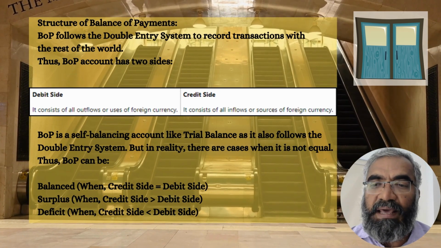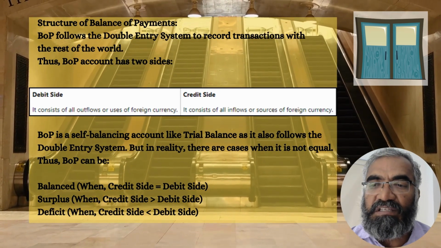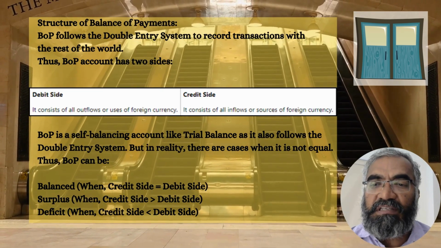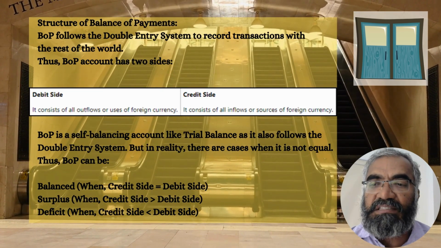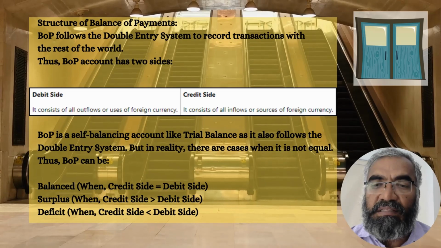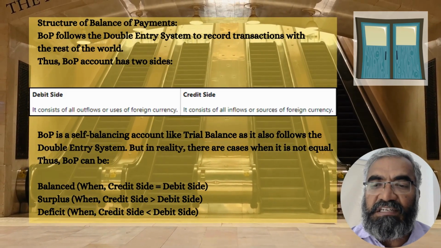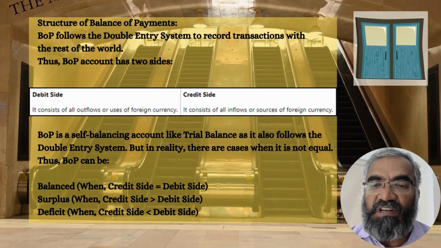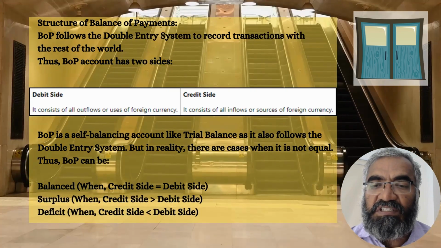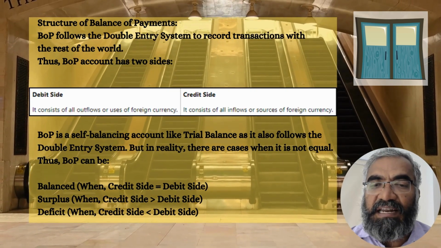BOP is a self-balancing account like a trial balance, as it also follows the double entry system, but in reality there are cases when it is not equal. Thus, BOP can be balanced when the credit side is equal to the debit side, in surplus when the credit side is greater than the debit side, and in deficit when the credit side is less than the debit side.